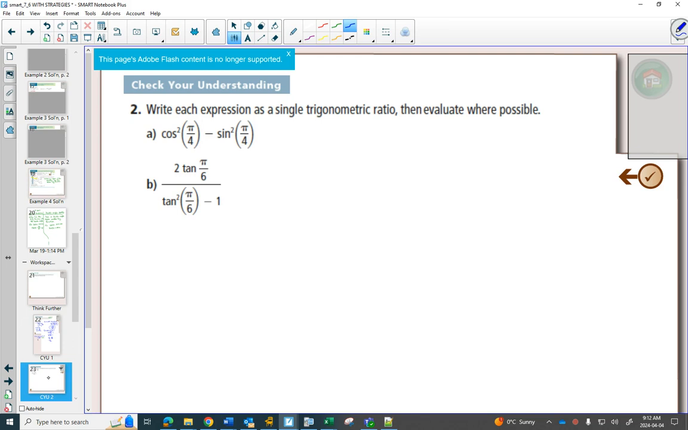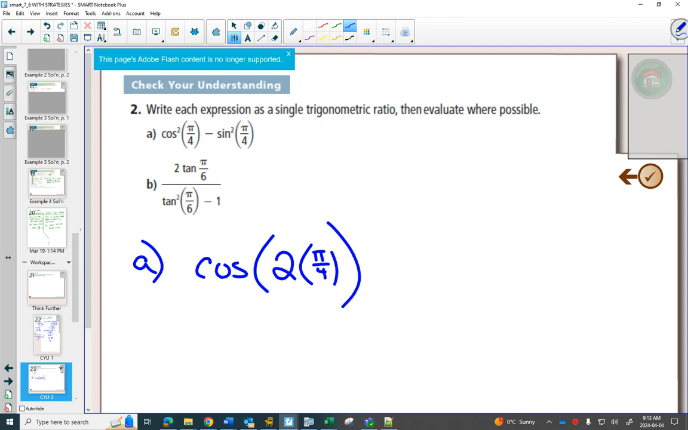Question 2 is just recognizing one of the formulas and substituting it in. So cos squared pi over 4 minus sine squared pi over 4, that is our cos double angle formula. And so we can change this to cos 2 alpha, and the angle this time was pi over 4. So if we recognize the formula, we could plug it in, and then 2 times pi over 4 is cos of pi over 2, and that's on your pi plate.